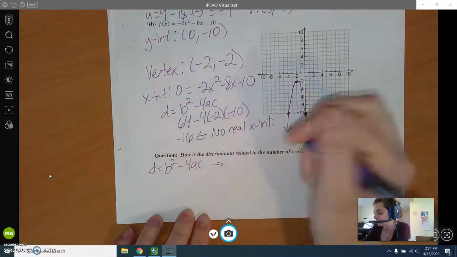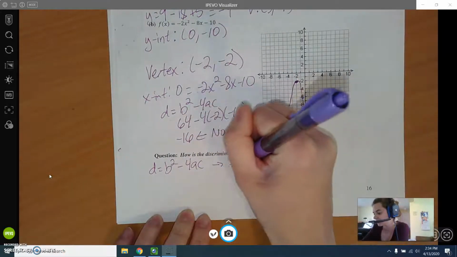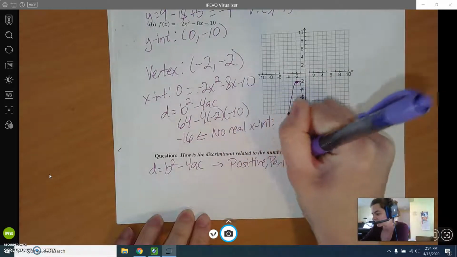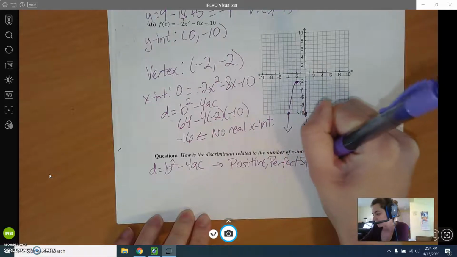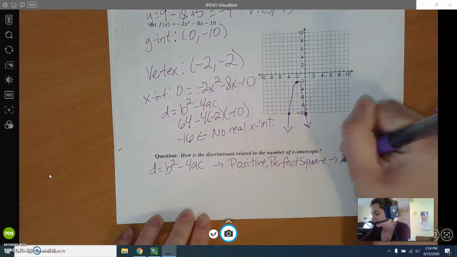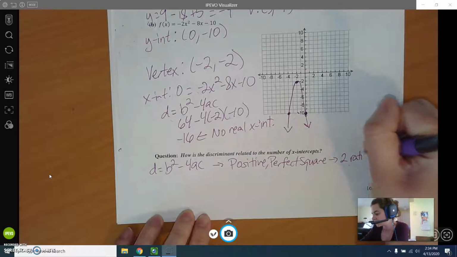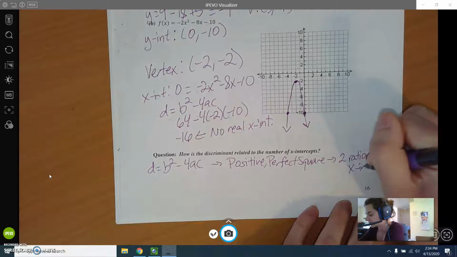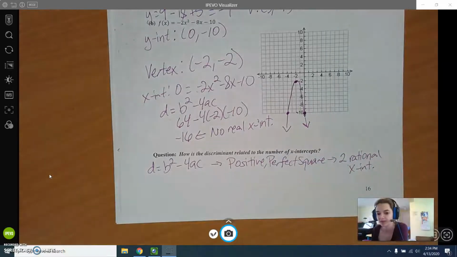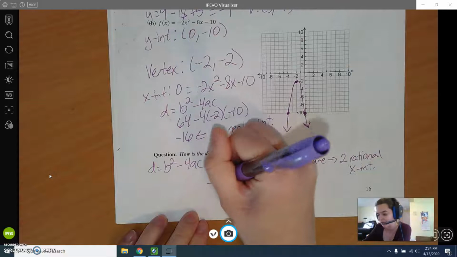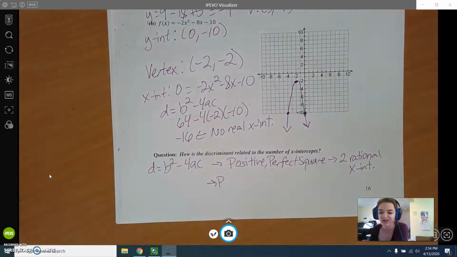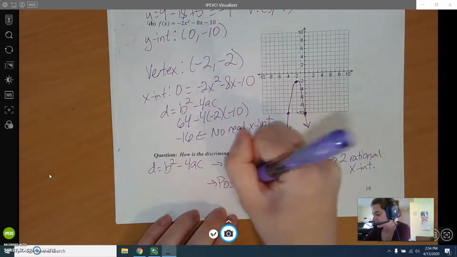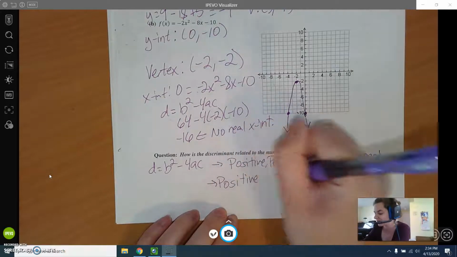If that discriminant ends up being positive and being a perfect square, then you're going to have two rational answers, which means in this case we'll have two rational x-intercepts. Okay? If it is positive, but it is not a perfect square, what that means is that you'll have irrational x-intercepts. It's still going to cross the x-axis, but not at a nice pretty point.